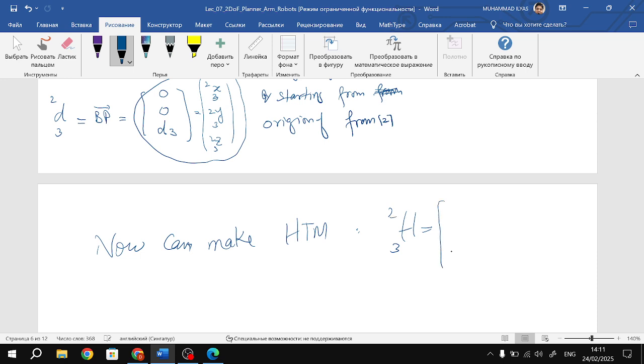Let me write it down here. Your rotation matrix is the identity matrix. It will be 1, 0, 0, 0, 1, 0, 0, 0, 1. The displacement vector will be 0, 0, D3, and the last row will be 0, 0, 0, and 1.